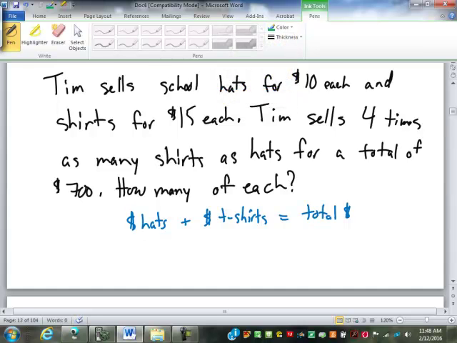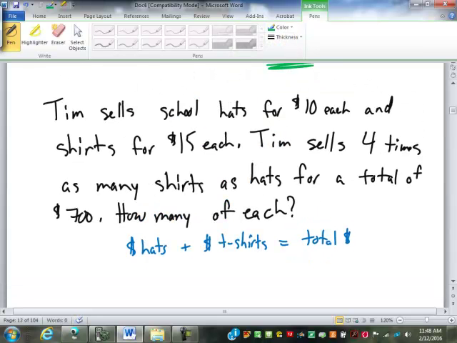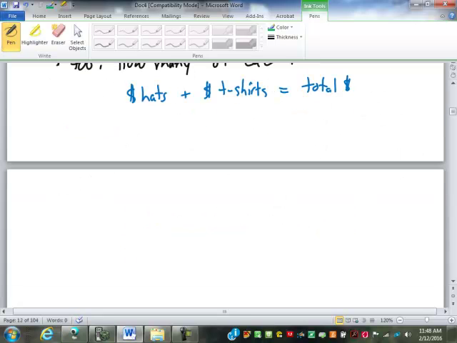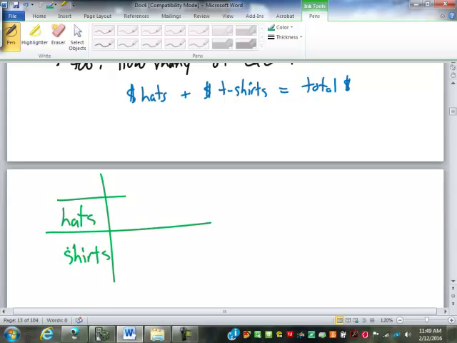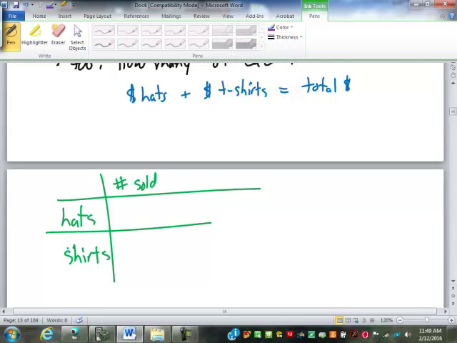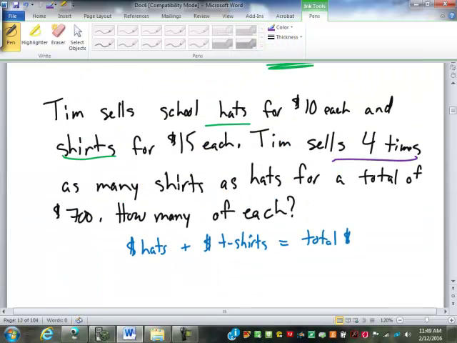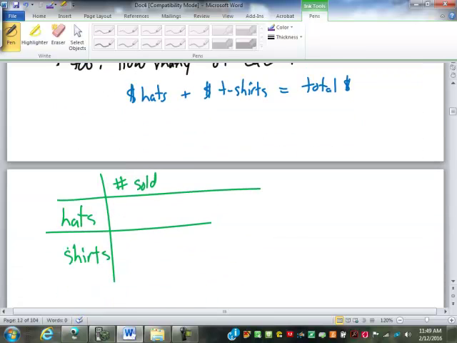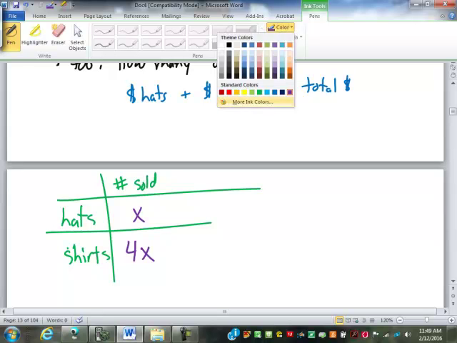So let's figure out how to express that. Once again, this time what we have is hats and t-shirts instead of people. So let's start that. Just hats and shirts. The first thing we can label here is the number sold. Just like the previous problem, one is expressed in terms of the other. 4 times as many shirts as hats. So which one is going to be X, hats or shirts? The number of hats sold will be X, shirts will be 4X, or 4 times as many.